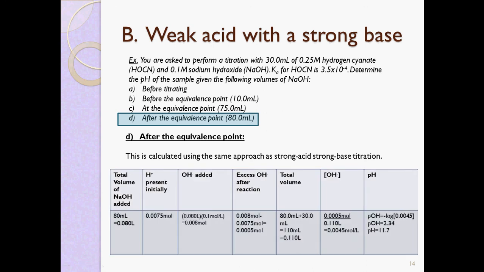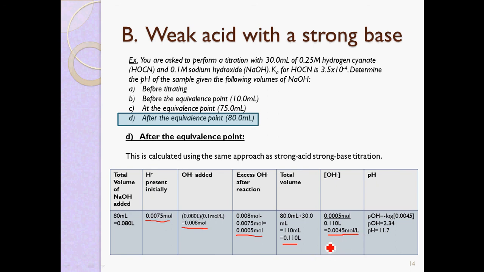So after equivalence point, this is the number of moles of H plus or acid that we had initially. Now, this is the number of moles of base that we're adding. So we're adding more base than we have acid. So after the reaction, we're going to have leftover base, leftover OH minus ion. We've got our total volume here. And now, to calculate our hydroxide ion, we have this calculation here.